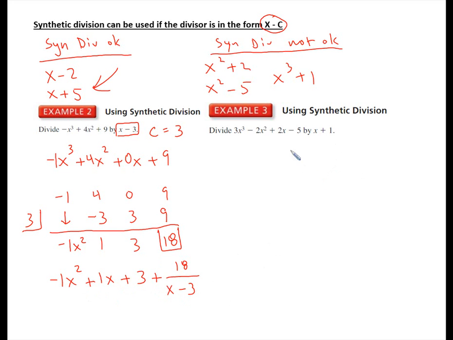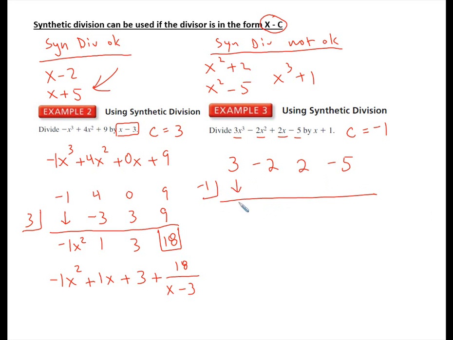Let's take a look at example 3 here. So let's check to see if I'm missing any terms. I've got x to the third, x squared, x, then the 5. So we're not missing any terms, so we're good to go. Right? And then I'm dividing by x plus 1. So that means my C is -1. Okay? So then let's take the coefficients, 3, -2, +2, -5, and our C is -1.